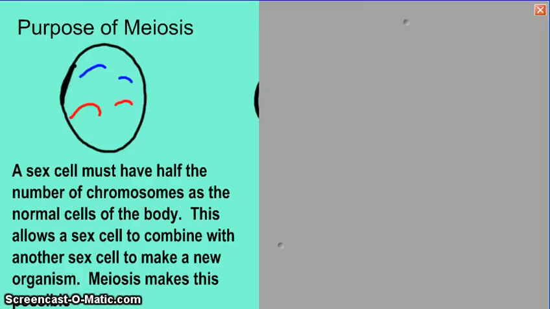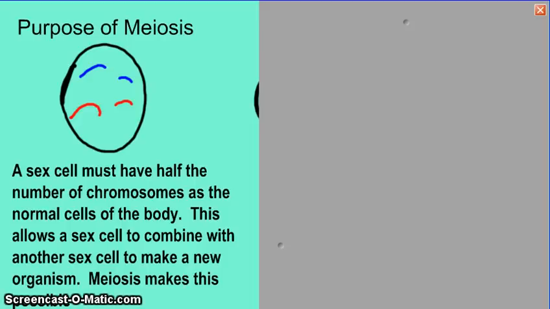And the first thing I'd like you to understand about meiosis is kind of what its purpose is in general. Meiosis is used by organisms that reproduce sexually. Okay, so they have a sperm and an egg cell. But if you think about those organisms, the normal cell in their body is not a sex cell.